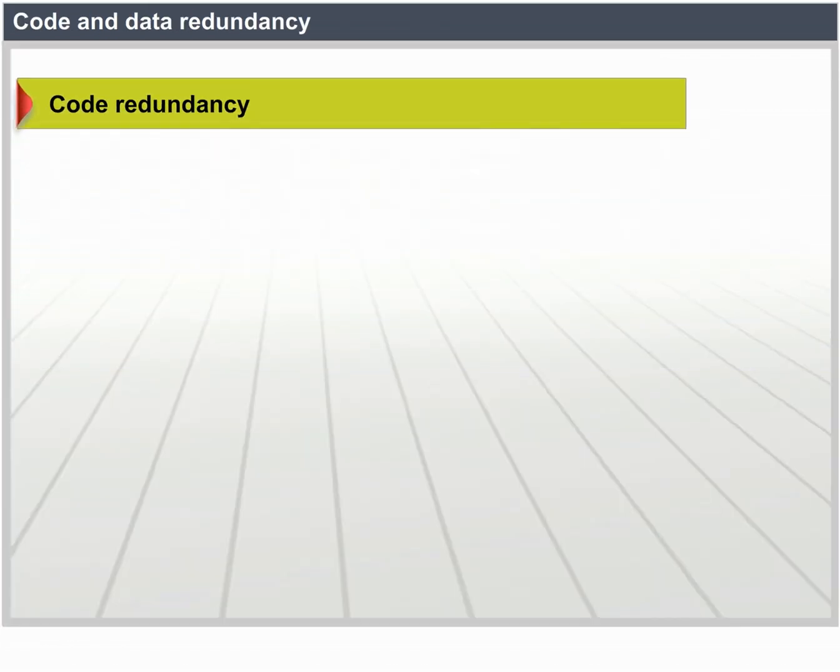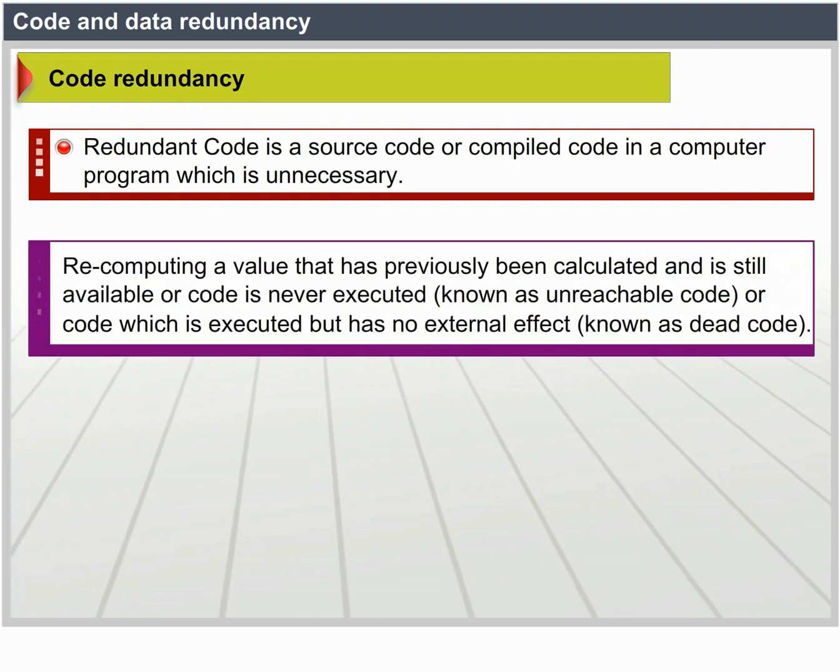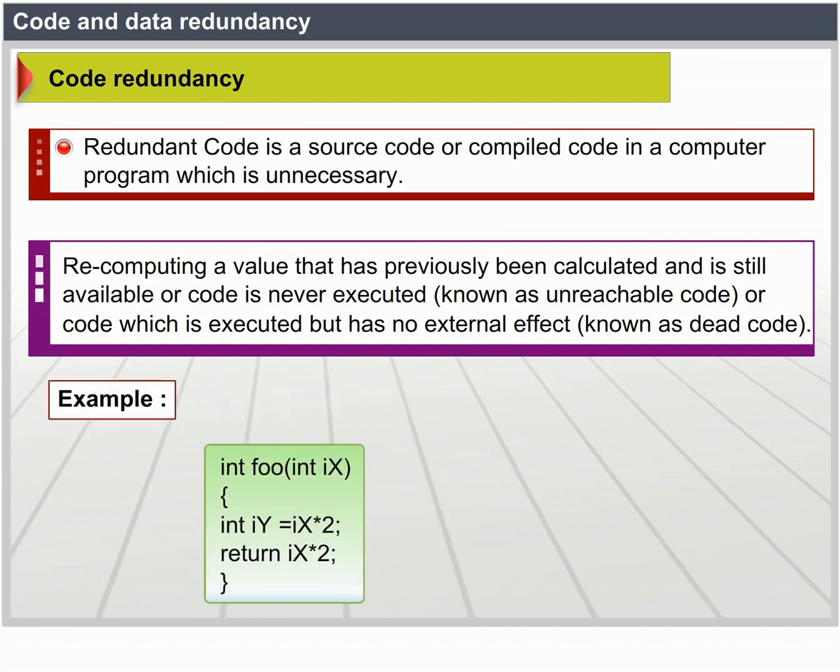Code redundancy. Redundant code is source code or compiled code in a computer program that is unnecessary. Recomputing a value that has previously been calculated and is still available, or code that is never executed, known as unreachable code, or code which is executed but has no external effect, known as dead code. An example is shown on screen.